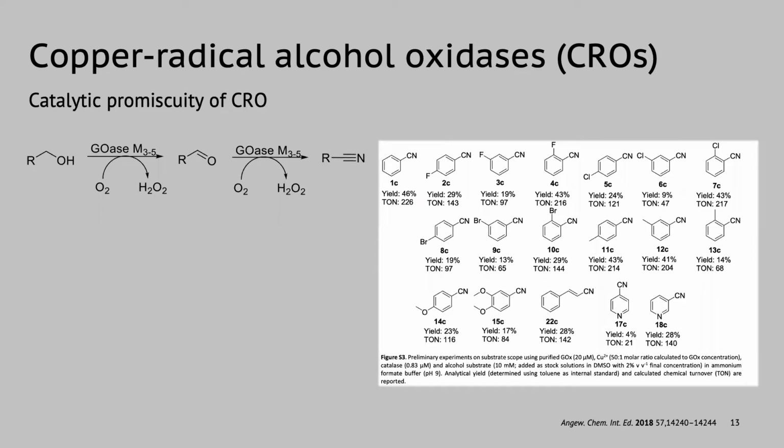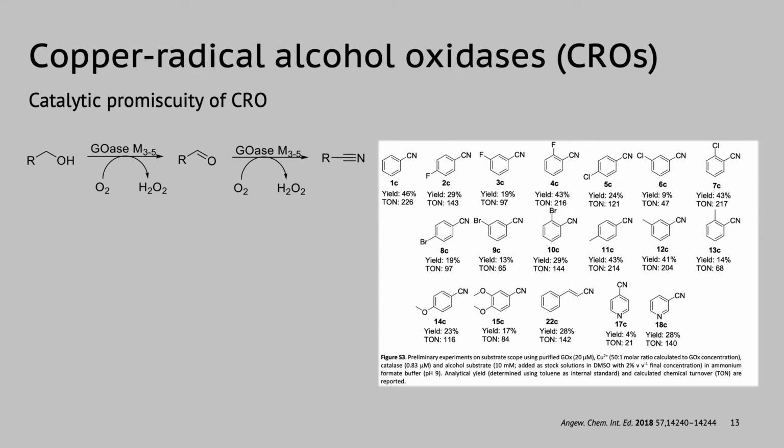And an unpredicted catalytic promiscuous activity of the copper-dependent enzyme galactose oxidase was also reported. This one I found really interesting. So the enzyme catalyzes the one-pot conversion of alcohols into related nitriles. And this really under mild reaction conditions in, as you see here, ammonium formate buffer. So ammonia is the source of nitrogen and dioxygen is the only oxidant. So this is a green method.